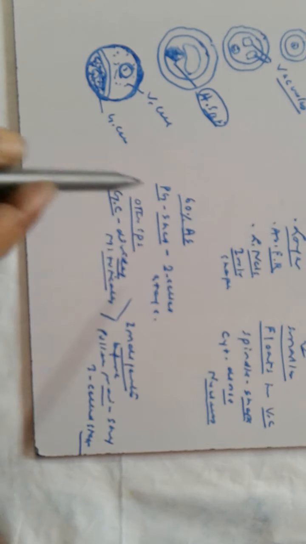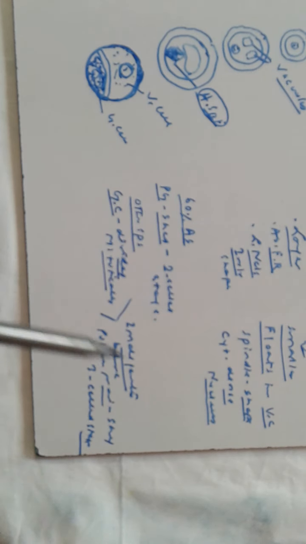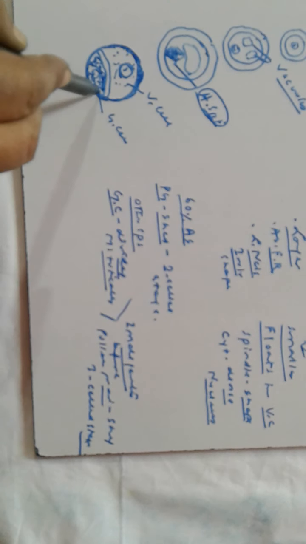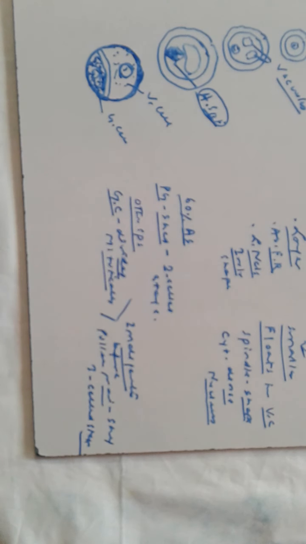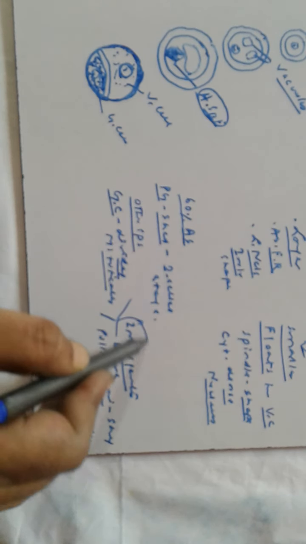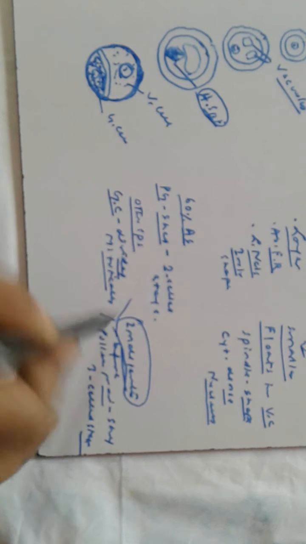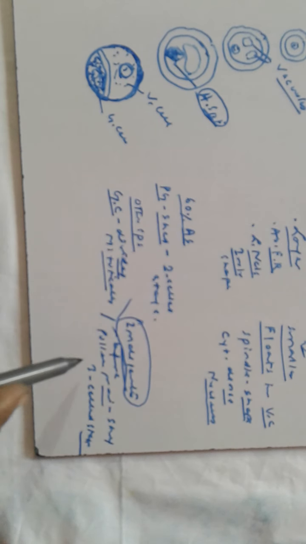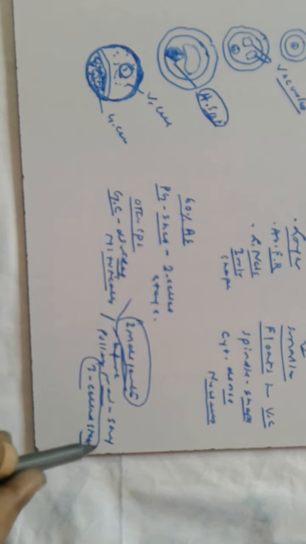In 60% of angiosperms, pollen grains are shed at the two-celled stage. In other species, the generative cell divides mitotically and gives rise to two male gametes before pollen grains are shed, and this is called the three-celled stage.